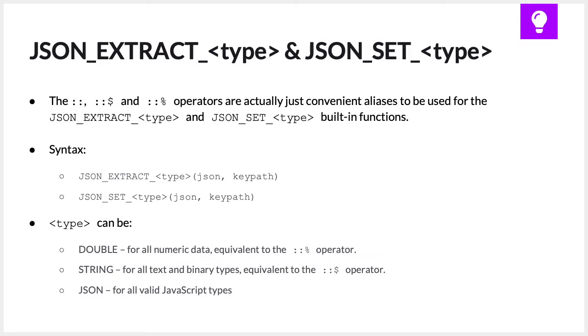When using these functions, the first parameter will be the JSON object or column name itself. And following that, a key name or multiple key names will be provided as additional arguments for the key path to the desired value. The type needs to be specified when using these functions. Double for numeric data, equivalent to the double colon % operator. String for any text types, equivalent to the double colon $ operator. And JSON for all valid JavaScript types like arrays or nested objects.